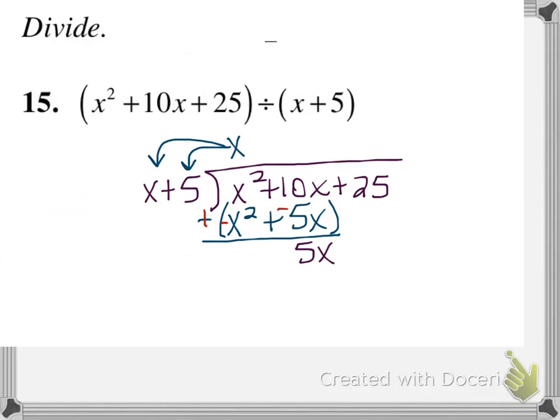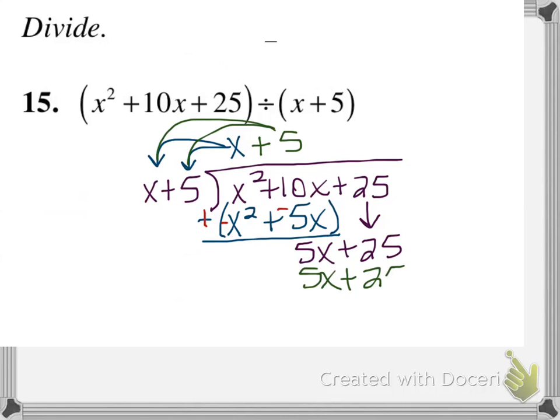And then you bring down the term you haven't used yet, plus 25, and you go through the entire cycle again. So this time you ask yourself, you've got 5x, so what times the x of the divisor would get you 5x? And that would be 5. And then you take that 5 and multiply it throughout. So you get 5x plus 25.